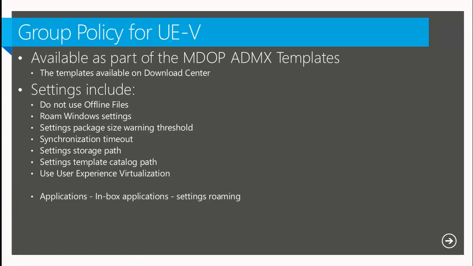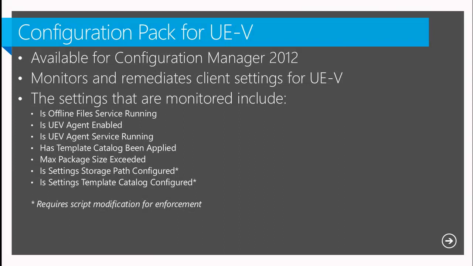So let's say I don't have Office 2007. I don't even want to have those templates really doing anything. I can go through and disable all of those. It's very easy to do in group policy and gives that capability to immediately push that out. And of course, you can see the other options that you have there: settings, storage path, roaming settings, and so forth.